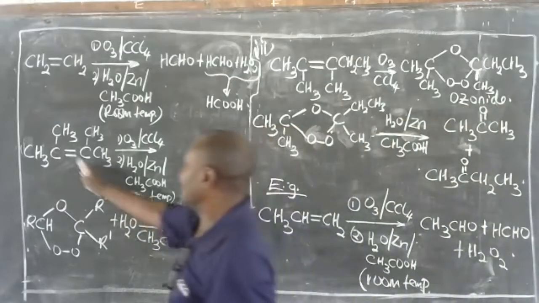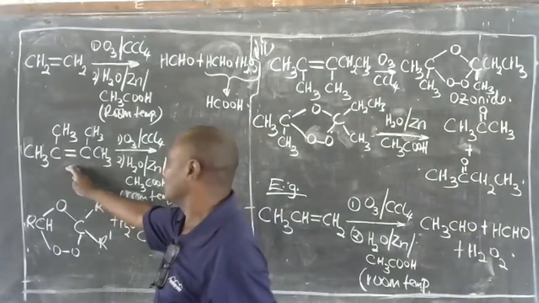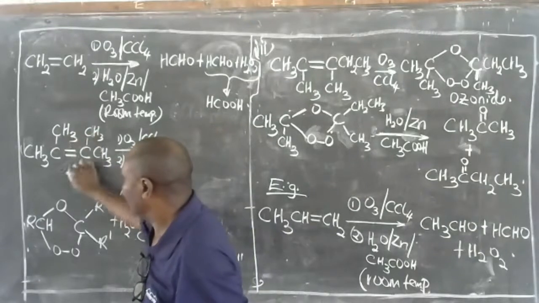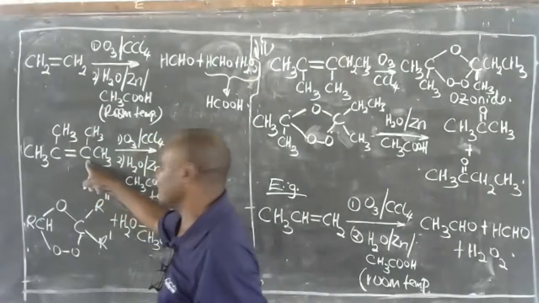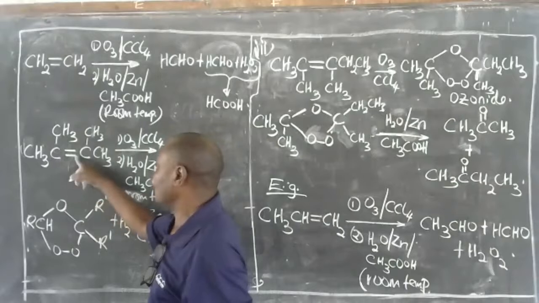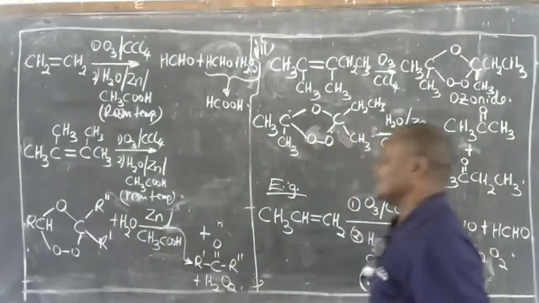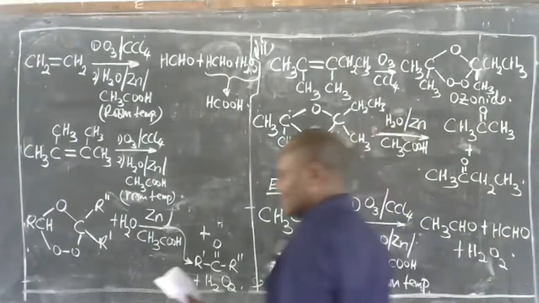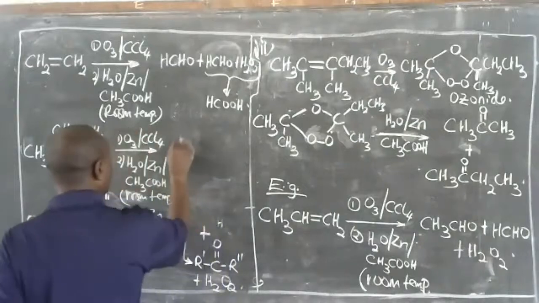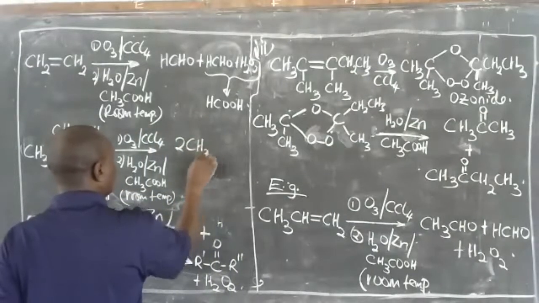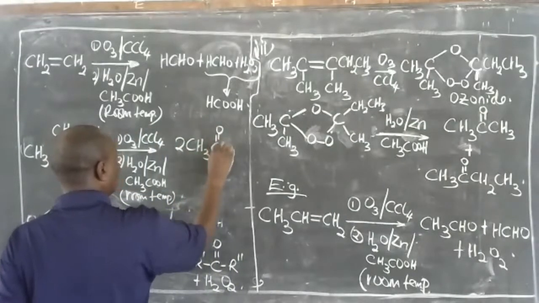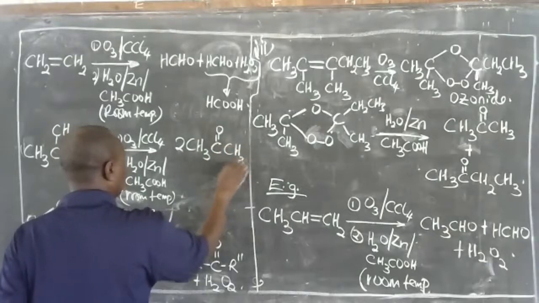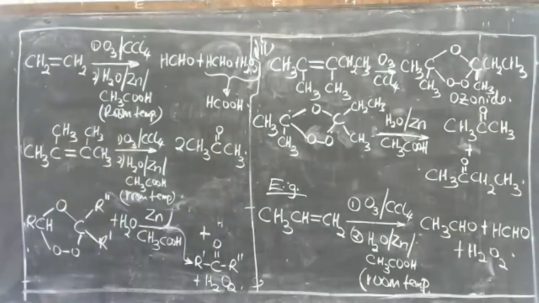Who can give us the major organic product? Remember, the double bond breaks. When you break this one, there is no hydrogen here, there is no hydrogen here. So it will give us C double bond O. So it's going to give us two molecules of CH3, CO, CH3. That is our major organic product.